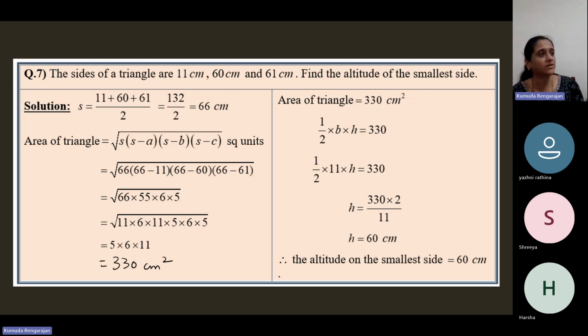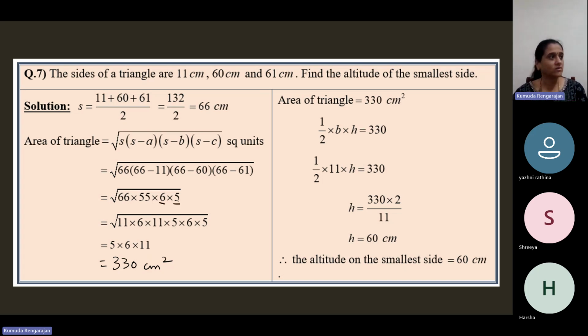Next, what's the formula to find the area of the triangle? Square root of s into s minus a into s minus b into s minus c square units. That's the formula to find the area. Substitute the values and then see how we proceed after this.